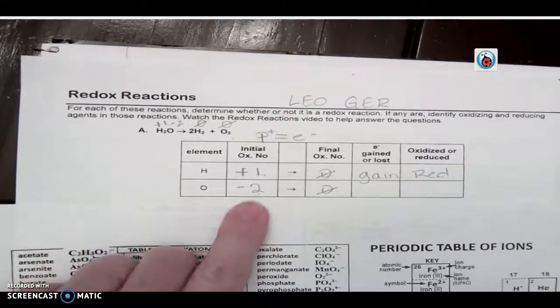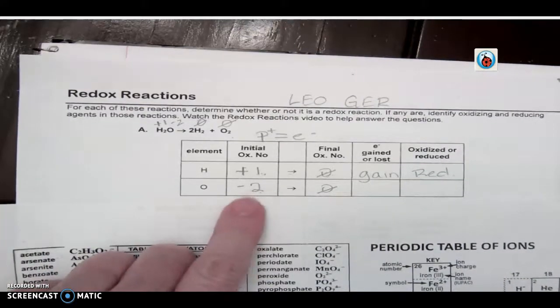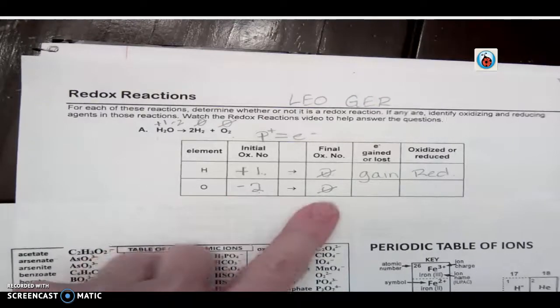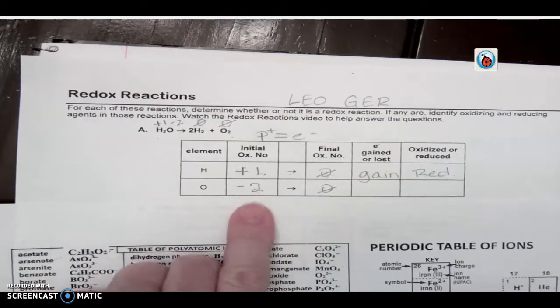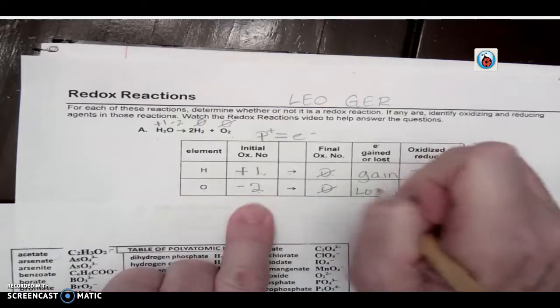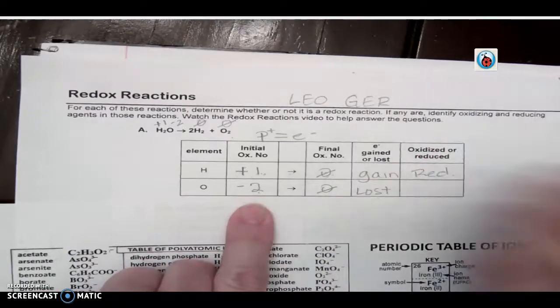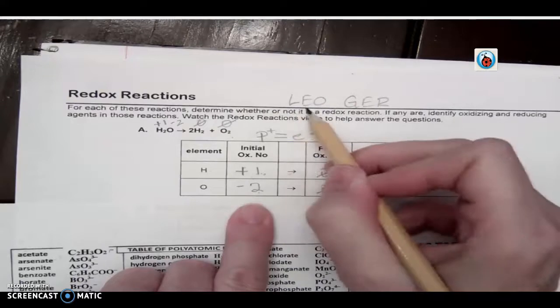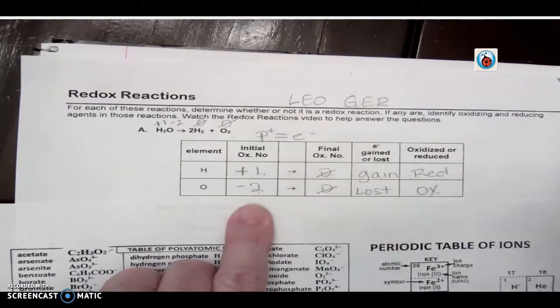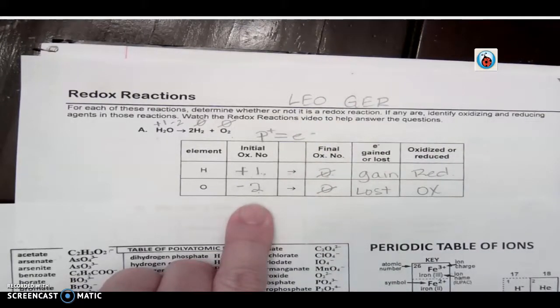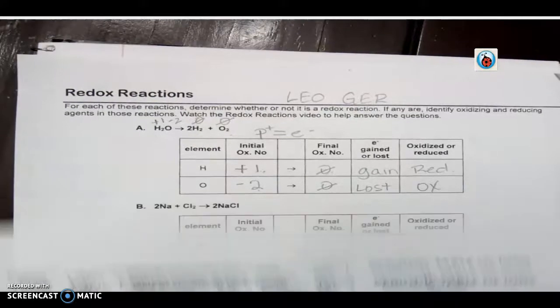But here on the oxygen, I started out, I had 2 more electrons than I did protons. So what happened? I went to 0. Where did those electrons go? Well, they were lost during bonding. So that means loss of electrons, oxidation. So these were oxidized. Okay, I can only gain and lose electrons. Let's look at the next one.